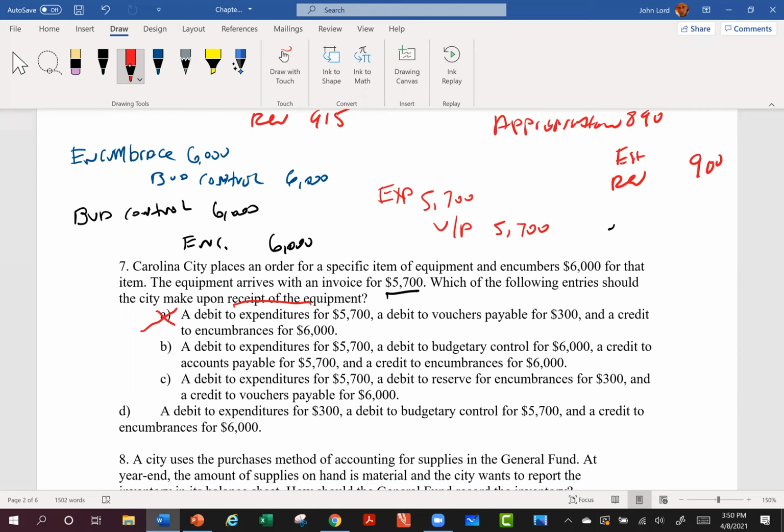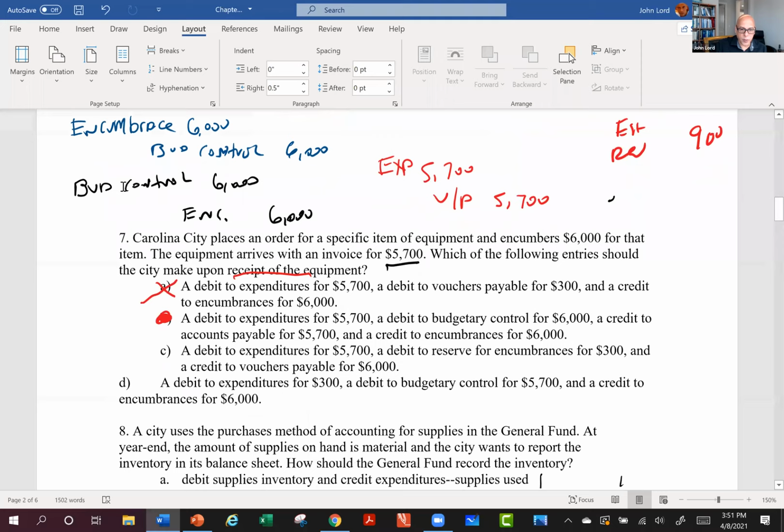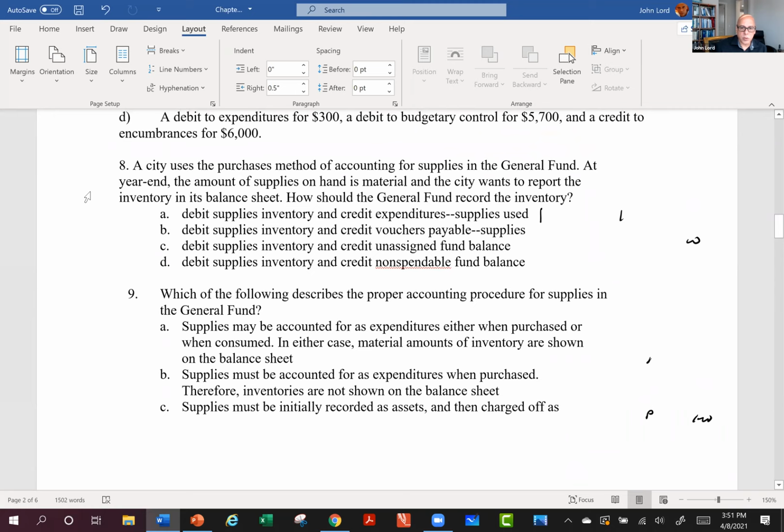Did I debit expenditure for $5,700, debit budgetary control for $6,000, credit accounts payable or vouchers payable for $5,700, and credit encumbrances for $6,000? Yes. Okay. You see the strategy, guys? If you sit there and try to do this entry from your head without writing all this down and then comparing it to the answers, you're bound to have a bad experience. But if you sit there and methodically go through the entries like that, it becomes a heck of a lot easier.